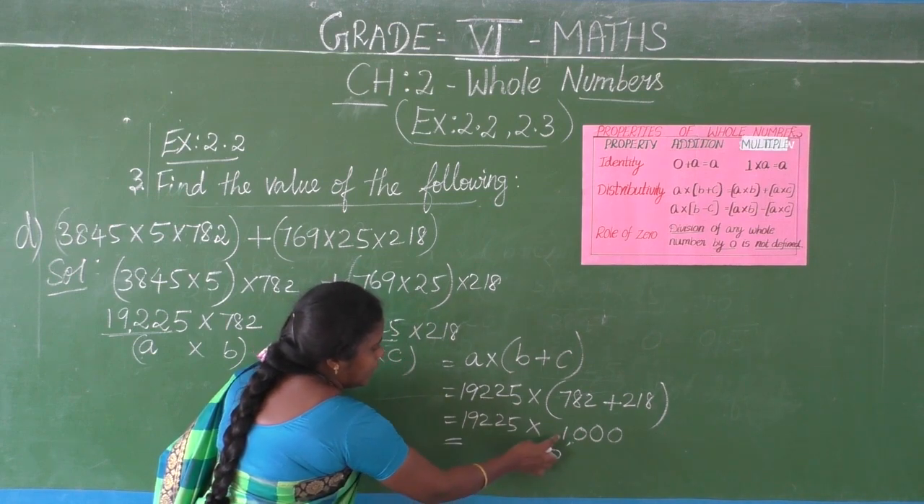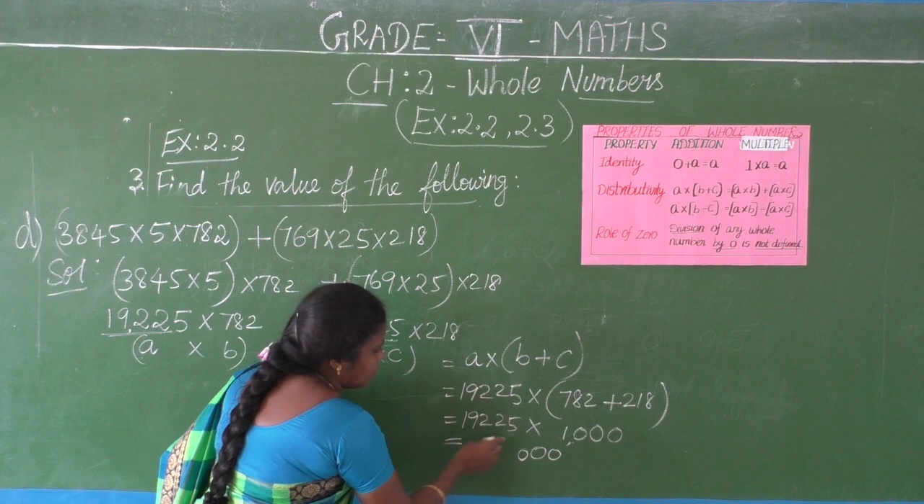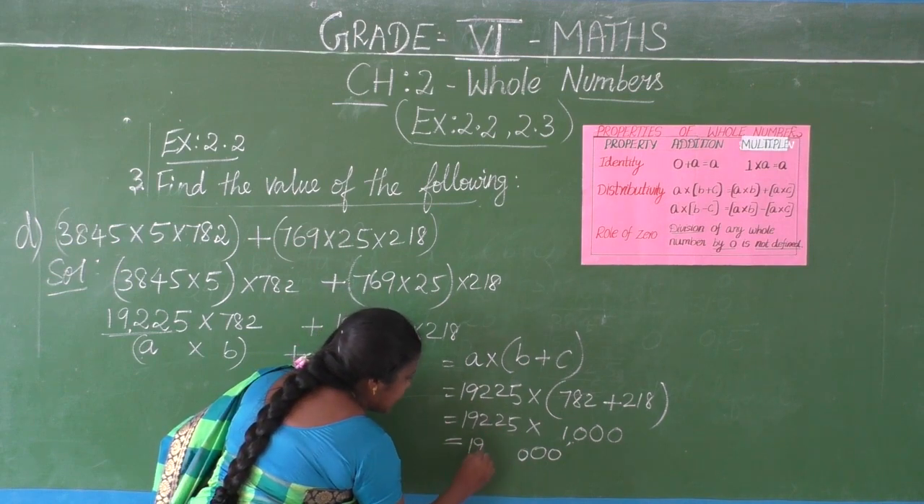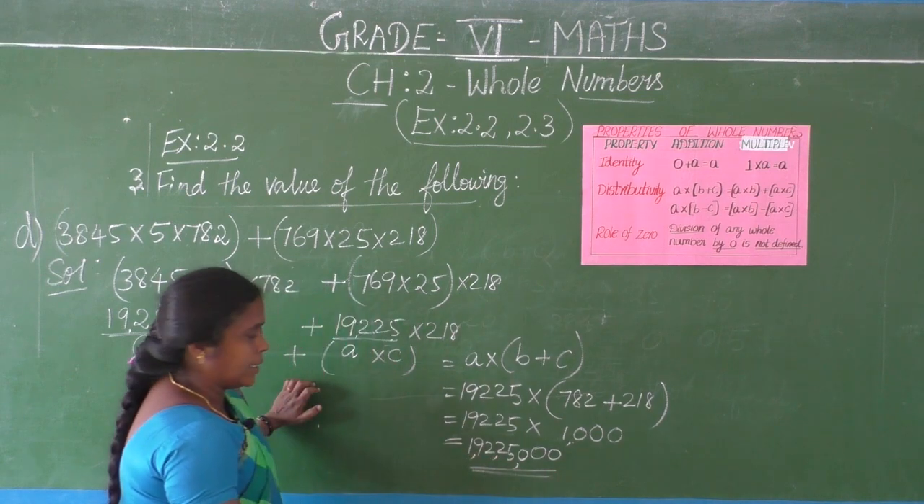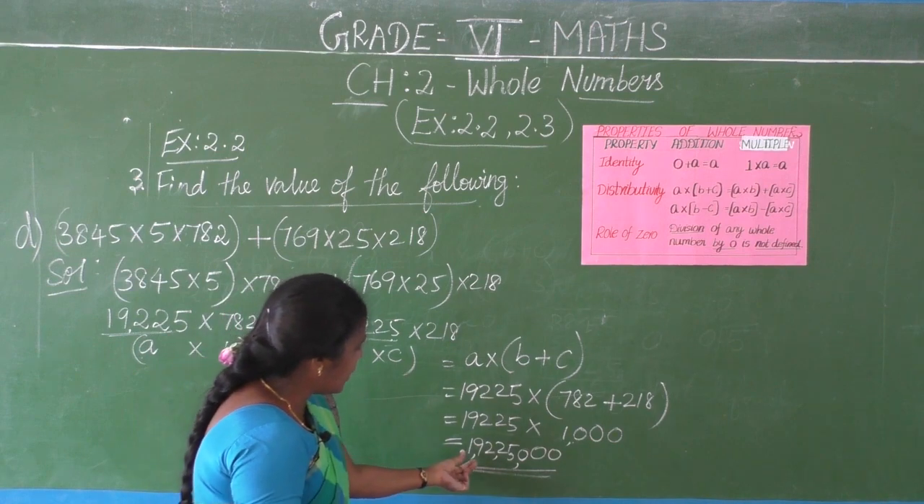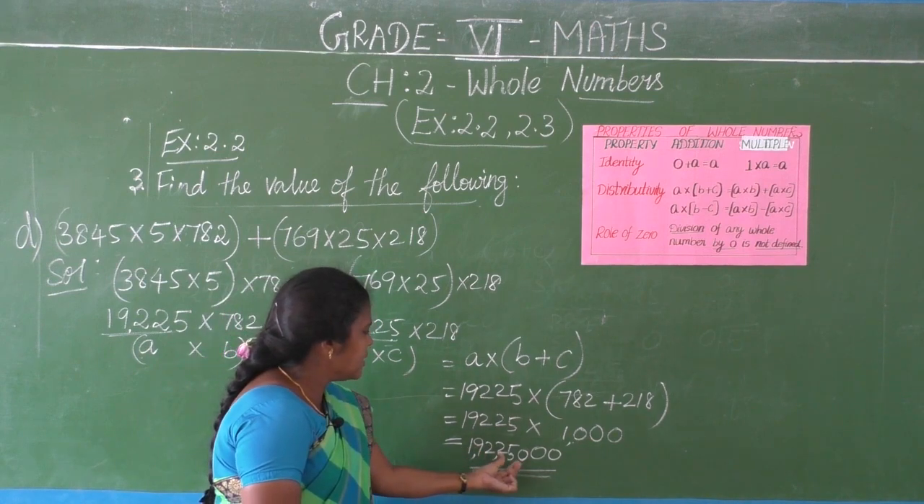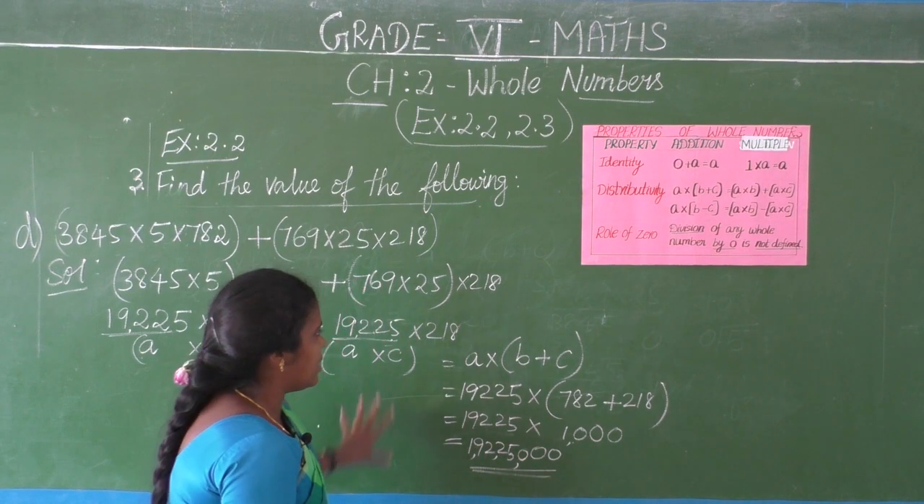Add here. Remaining 1 into this, 1 into this only. So 19,225 as it is comes. This is the answer for this question. Clear? 1 crore 92 lakhs 25,000 is the answer for this sum.